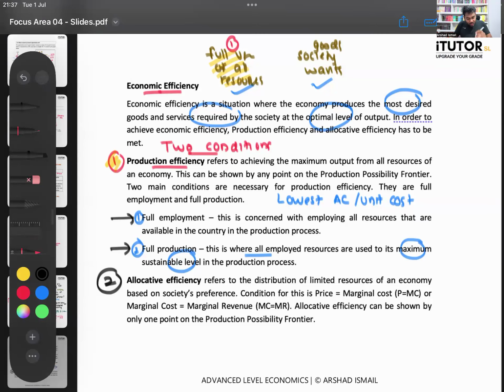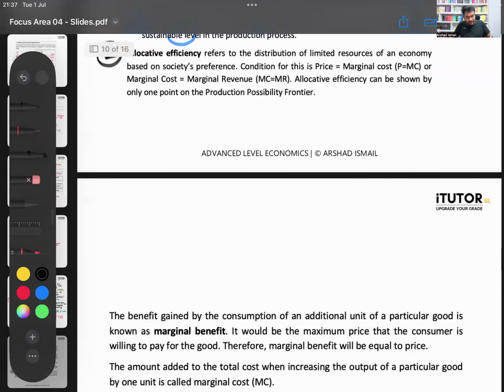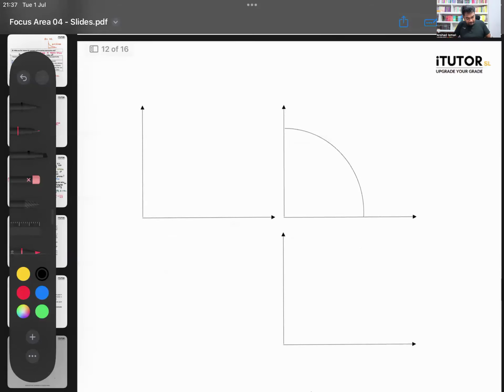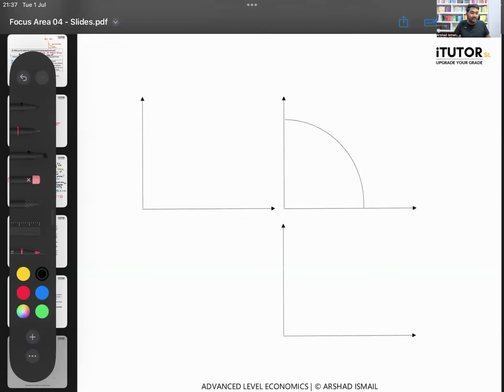And one more thing. How do you represent productive efficiency on a PPC? If you have achieved productive efficiency, if you have used all your resources fully, full employment, full production, where will you be? Any point on the PPC. Remember that. Any point on the PPC will represent productive efficiency. So points A, B, and C. Any point on the PPC is productive efficiency. You're productively efficient. I'll come to allocative efficiency.